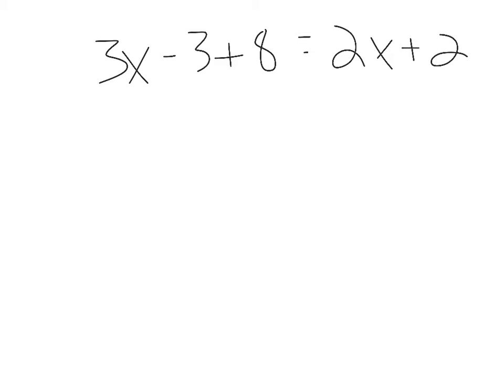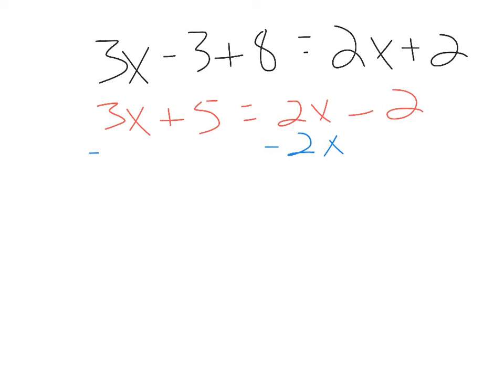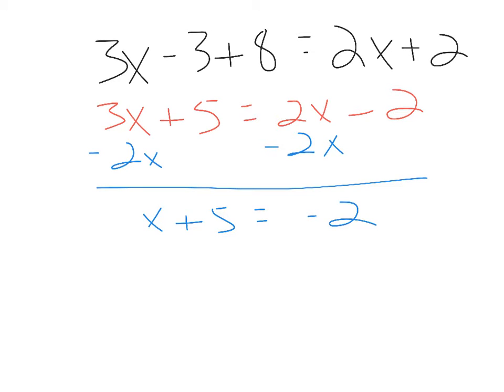Now this is pretty easy and straightforward to solve. The first thing I'm going to do is simplify by combining like terms to get 3x plus 5 equals 2x minus 2. Now I'm going to get the x's to one side of the equation by subtracting 2x from both sides and get x plus 5 equals negative 2. And my final step is to subtract 5 from both sides of the equation to get x equals negative 7. Take a moment to pause the video and write down this example.